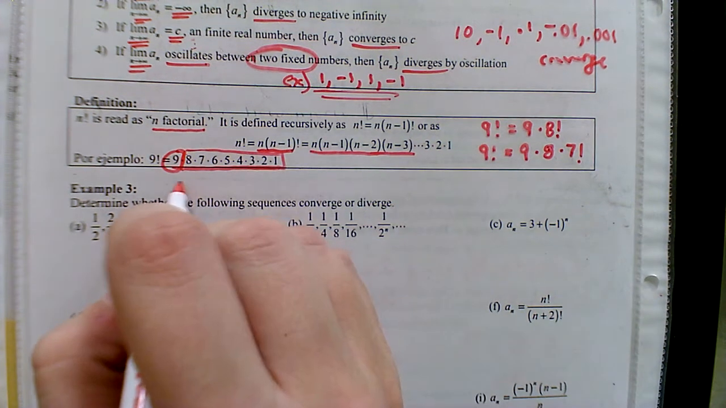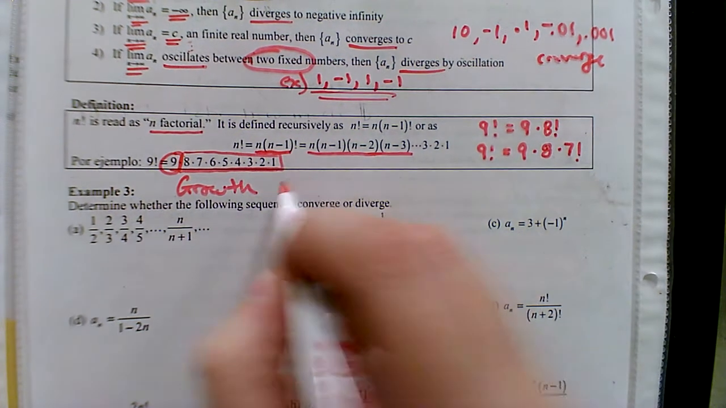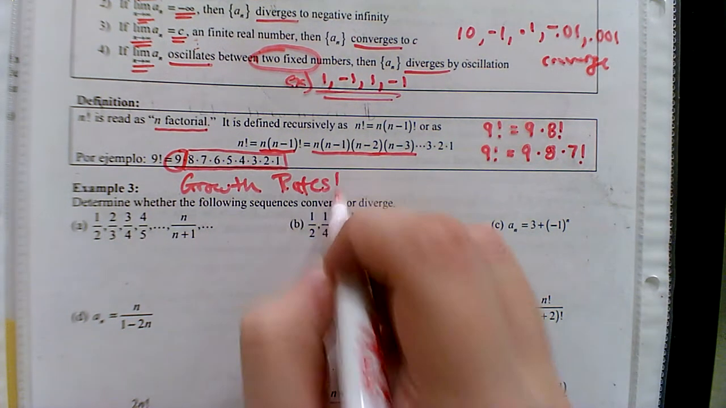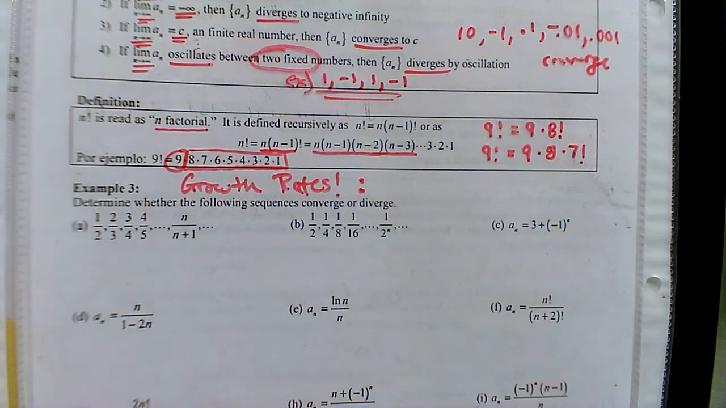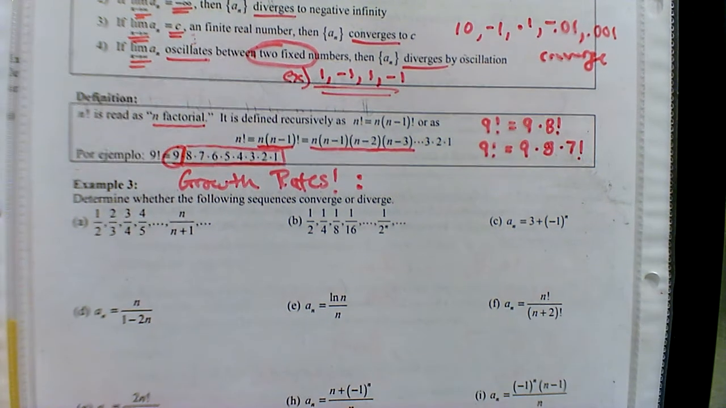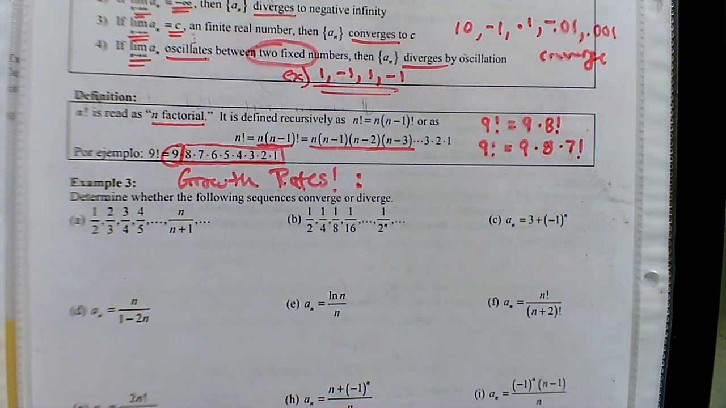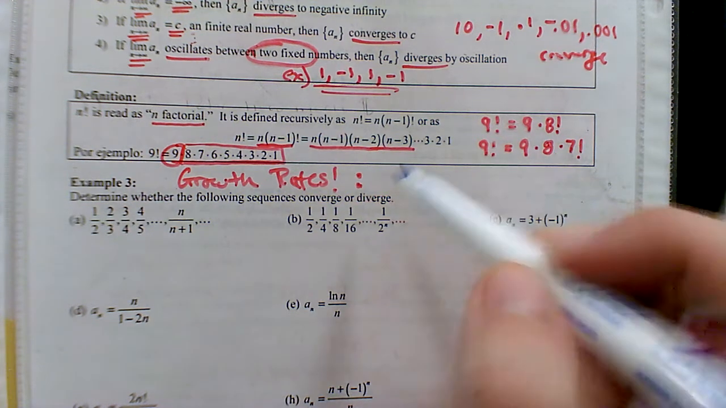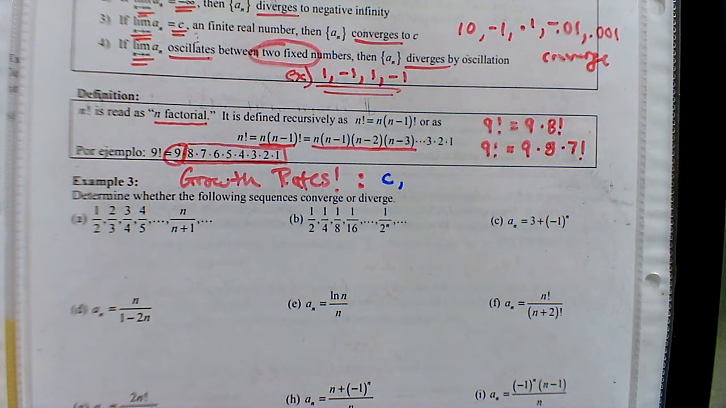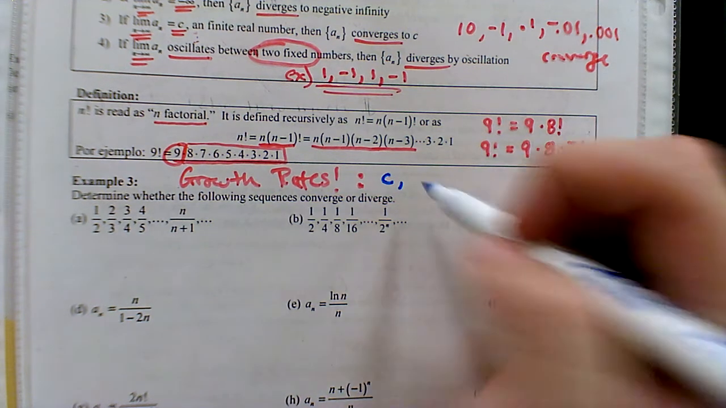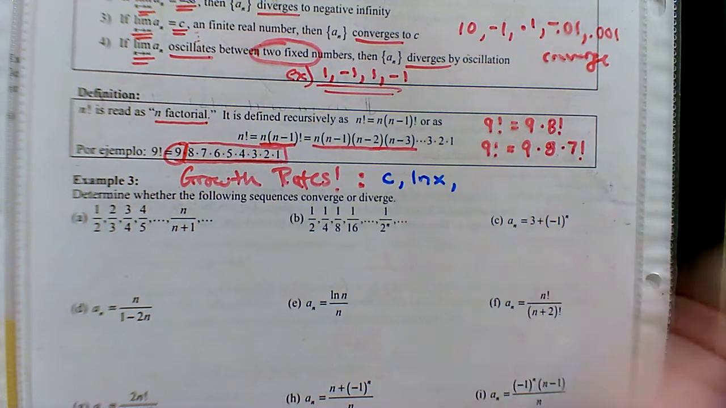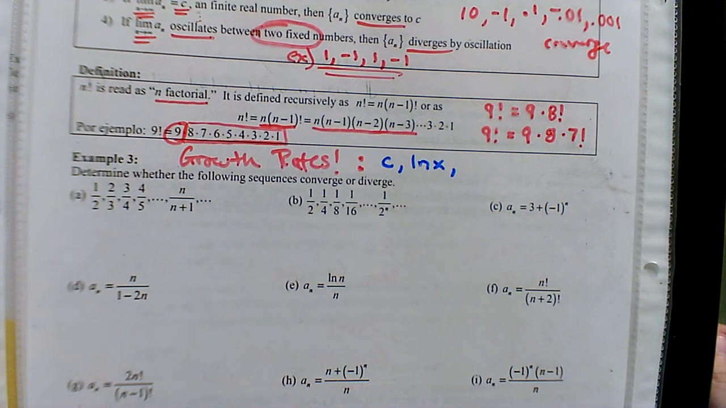So let's go back and think about those growth rates that Eric mentioned for a second. Do we remember our progression of functions, from slowest to largest, that we did in the improper integral section? What's the slowest growing function, if it even grows at all? A constant. What's next? Natural log. What's next?